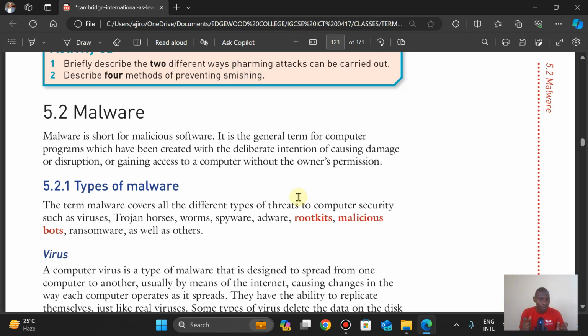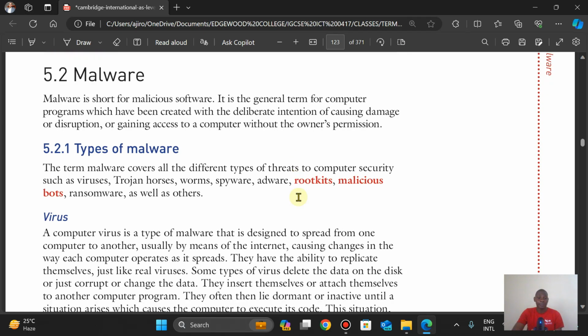I'm going to say it again. Malware, which is short for malicious software, is a general term for computer programs which have been created with the deliberate intention of causing damage or disruption or gaining access to a computer without the owner's permission. And the types of malware, I'm going to cover all this, range from Trojan horses, worms, spyware, adware, rootkits, malicious bots, ransomware, etc.